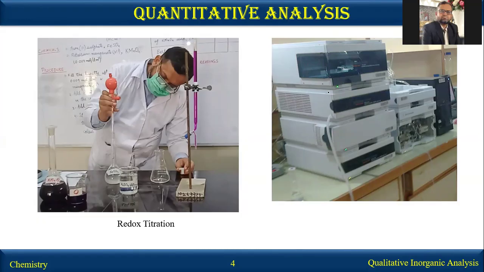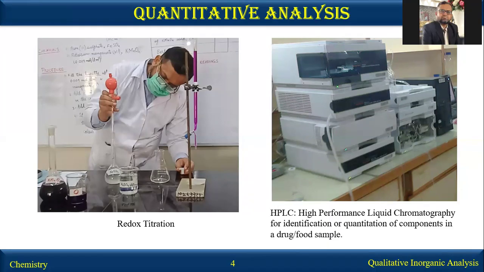This is the setup of HPLC. HPLC can be of two types, and usually it is used to determine the quantity of different components in a given sample. And you have learned in class 10 HPLC, high performance liquid chromatography, for identification or quantification of components in the given sample. This is a well-known technique in different industries, especially the pharmaceutical industry.